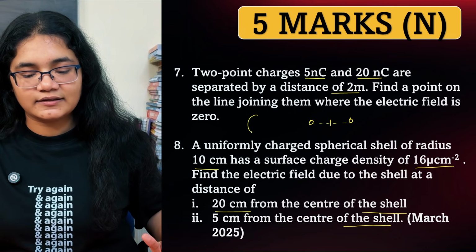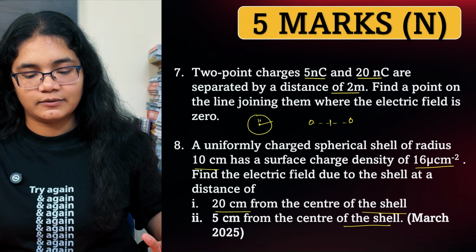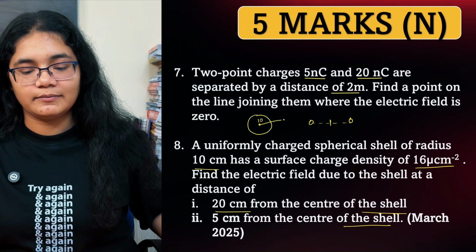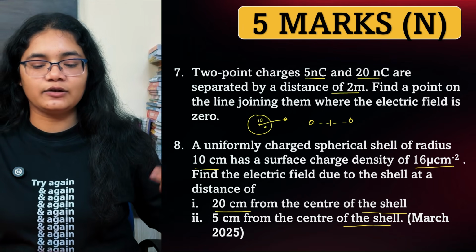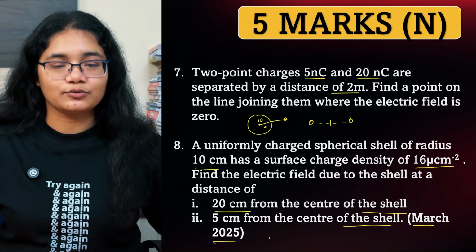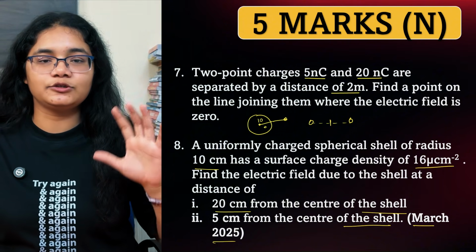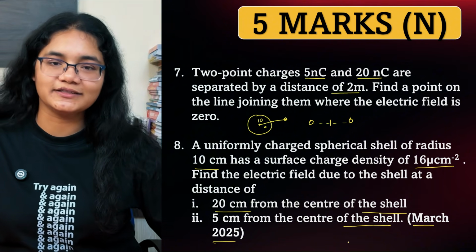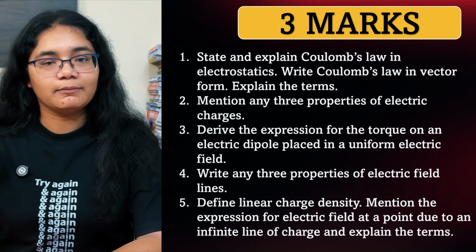So you can understand here, this is the shell with a radius of 10 centimeter, right? They're asking you about 20 centimeter, meaning outside the shell and inside the shell, what should be the electric field? And remember, this question was asked in March 2025. So if you have remembered the formula for this, you can easily put the formula and get the answer for this one. Now with this, we'll move to 3-marker questions.